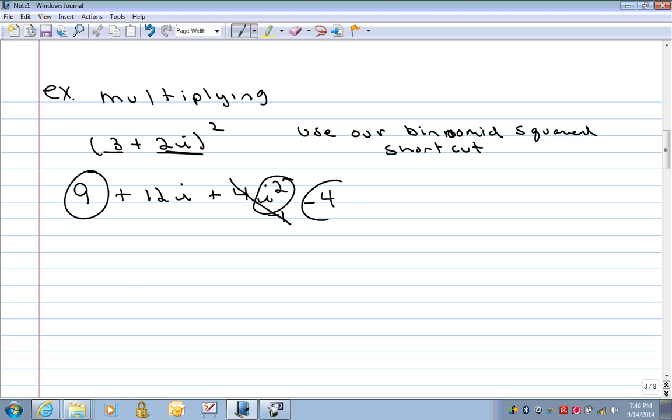Now we want to combine like terms. We have a 9 and a -4, so we have a 5. That's the real part. And then our imaginary part is 12i. Now we're in A plus Bi form.